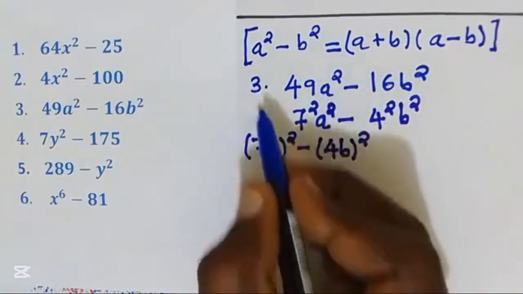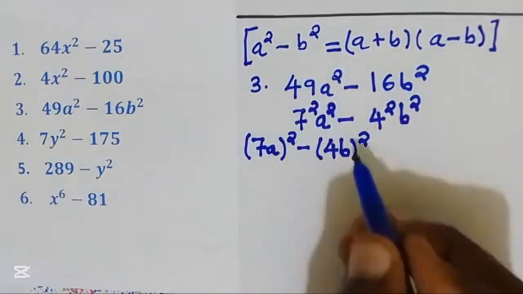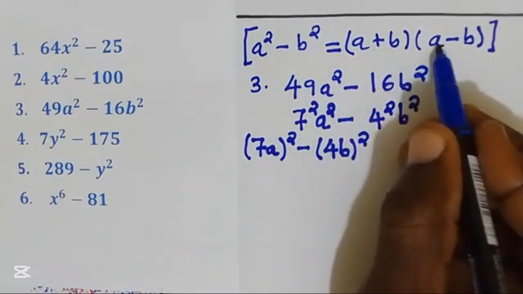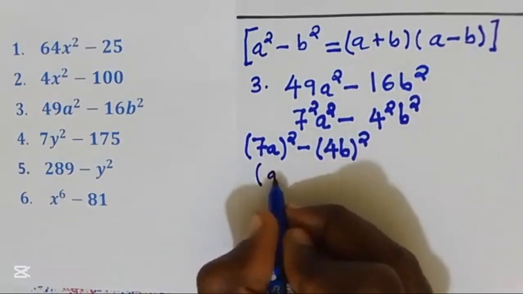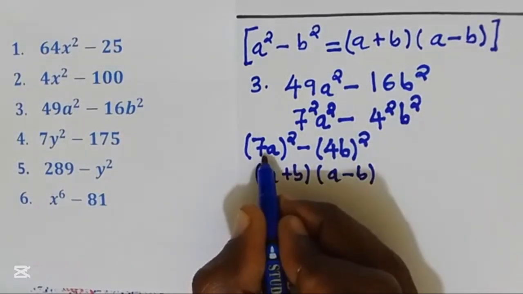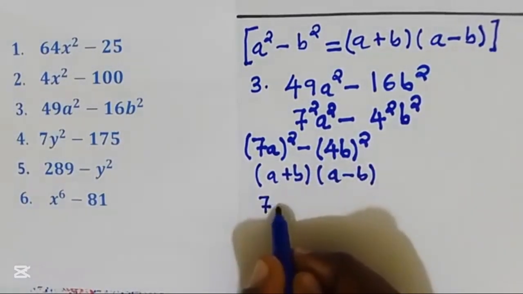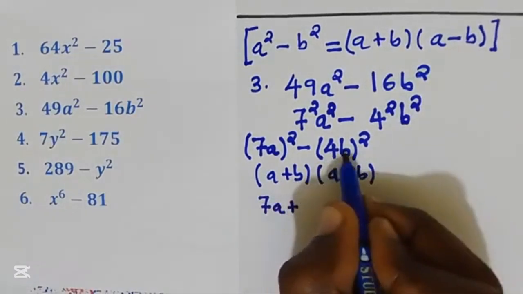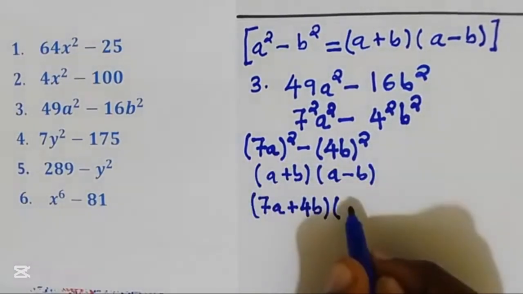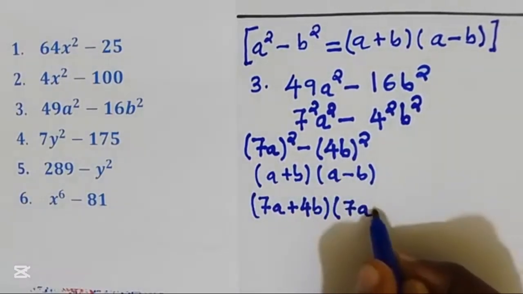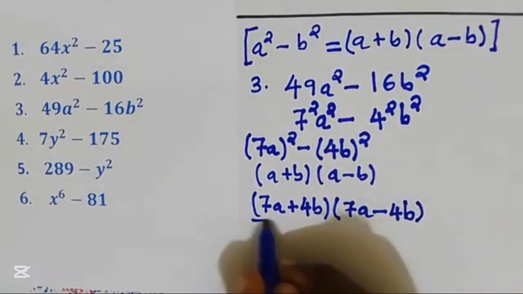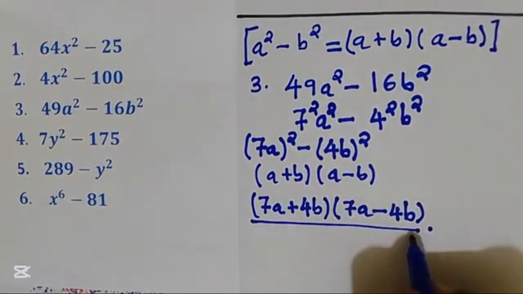That is, a is equal to 7a and b is equal to 4b. We know that that is equal to a plus b, a minus b. A is equal to 7a, plus b is equal to 4b. A is equal to 7a, minus b is equal to 4b. So this is our factors.